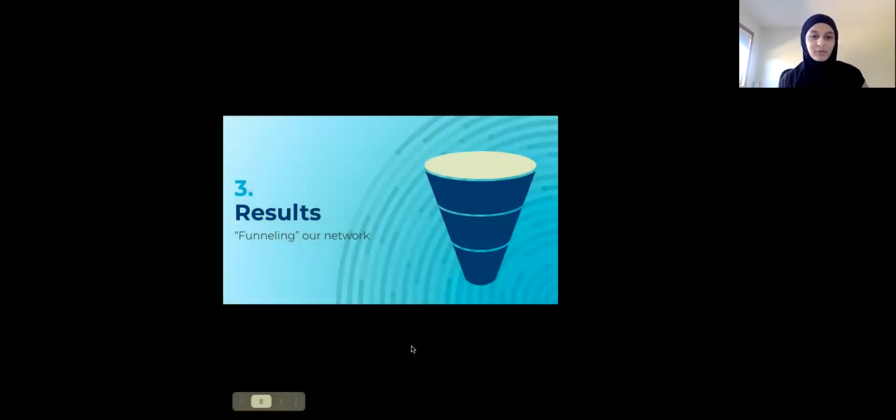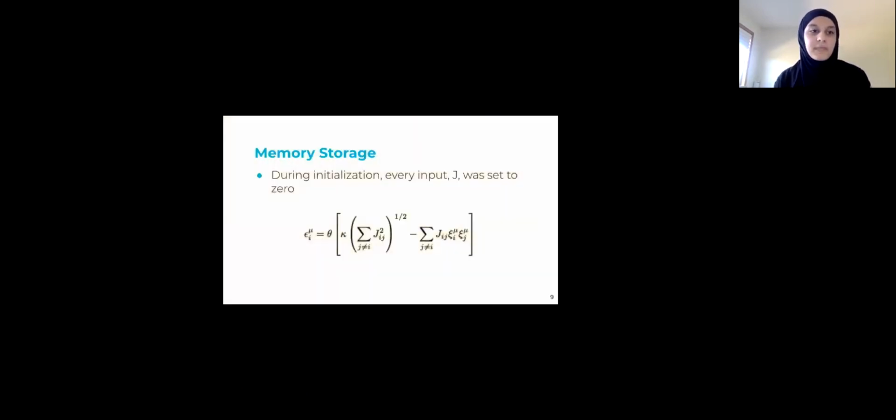So funneling our network, where did we get with it? What are the results? During initialization of the model, every input represented by J was set to 0. I used the following algorithm to store memories. My loop of code only stopped when all values in the matrix reached an energy minimum. After running the data through MATLAB, all of the results came out as identical, indicating that they all reached that energy minimum.